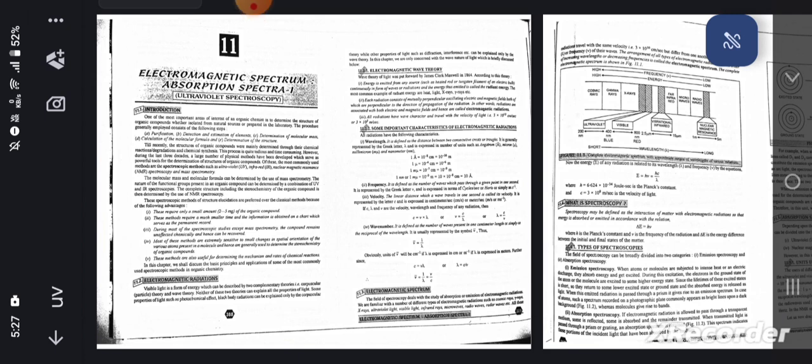So this video is for visually impaired students and the chapter name is Electromagnetic Spectrum Absorption Spectra from Organic Chemistry. Let's start. First we will talk about the introduction of the chapter.